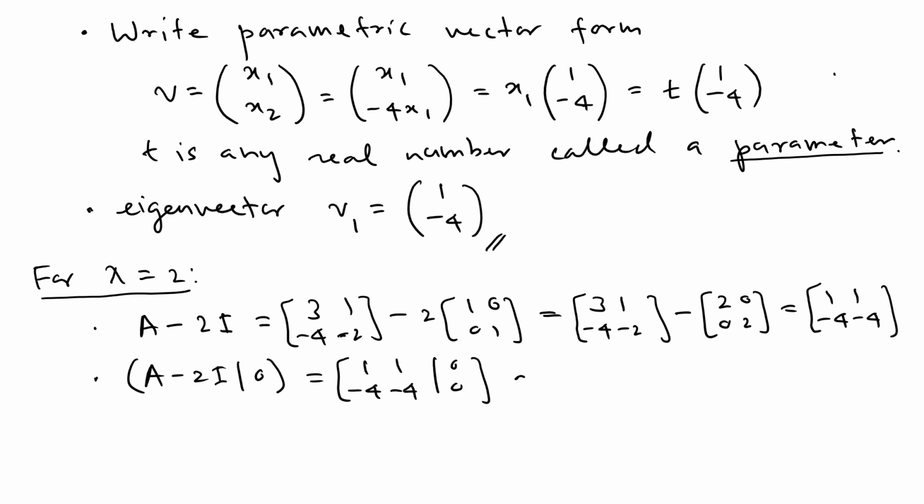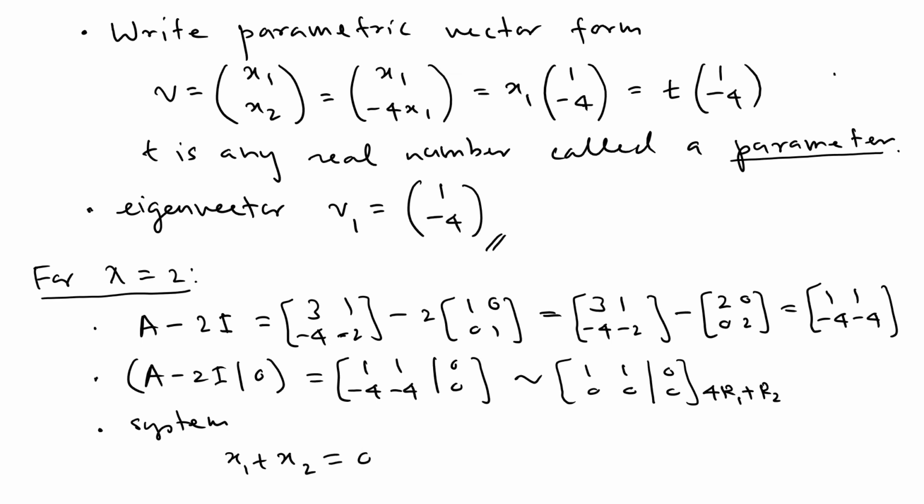So you're going to get 1, 1, negative 4, negative 4, 0, 0. And this is very simple. What we're going to do is multiply the first row by 4 and add it to the bottom one. Then you're going to get 1, 1, 0, 0, 0, 0. Good, that's the echelon form. Write the system. The system is x1 plus x2 equals 0, which says that x2 equals negative x1, and then x1 is free.